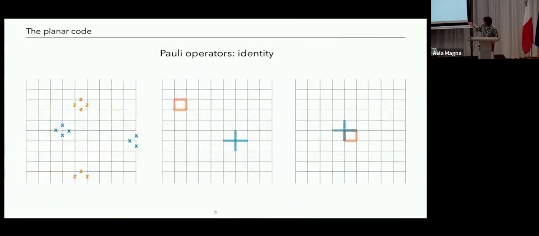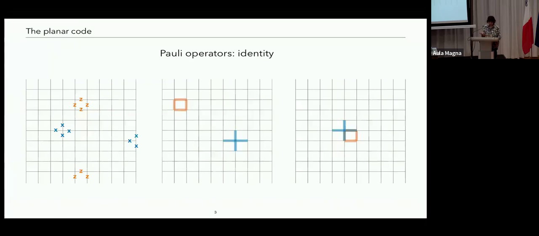And back again, as we have seen yesterday, this is the planar code. So I'm gonna put a qubit on each edge of this lattice, and I'm gonna define face operators and vertex operators in this way. So the faces are Z operators that are supported on a face like this, and the X operators are supported on edges that are incident to a vertex.